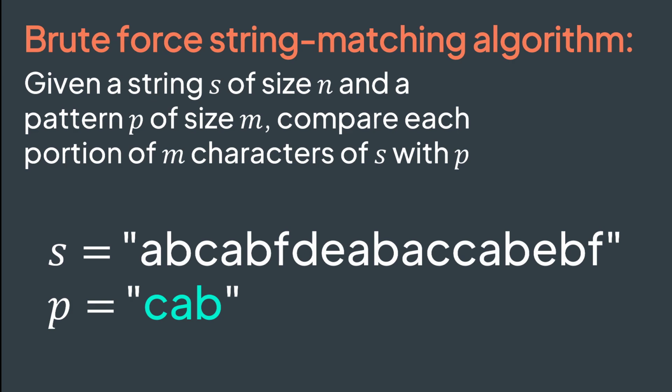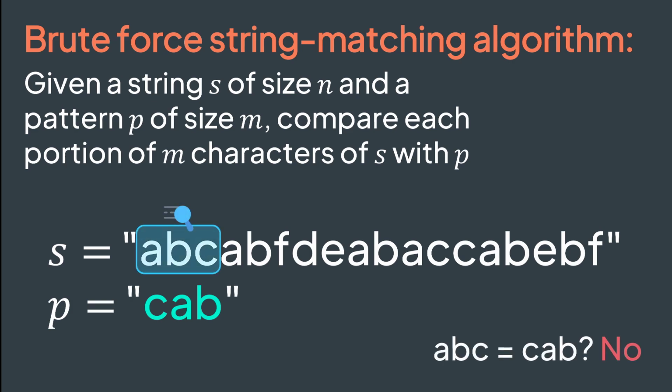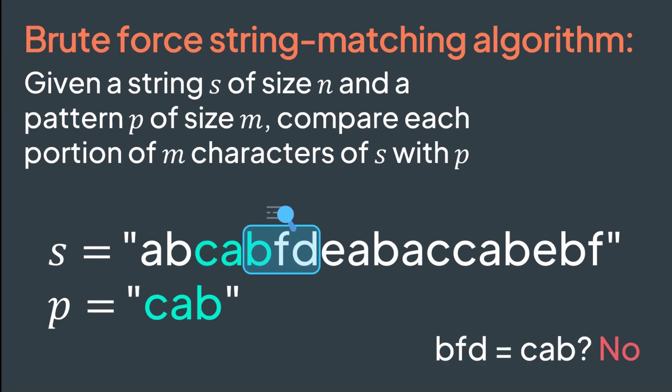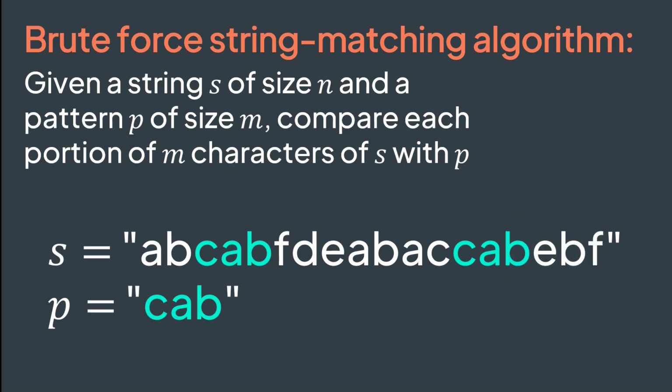We start from the beginning. We compare the first m characters, they don't match. Then the next m characters don't match. Then the next m characters, they match, so we found P. We can continue like this to find all positions of P in S. You see, very simple solution.